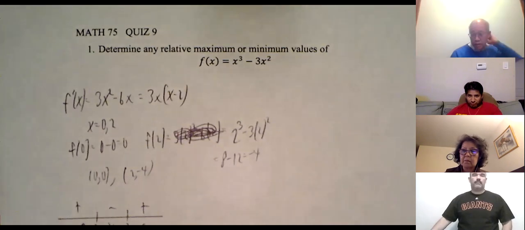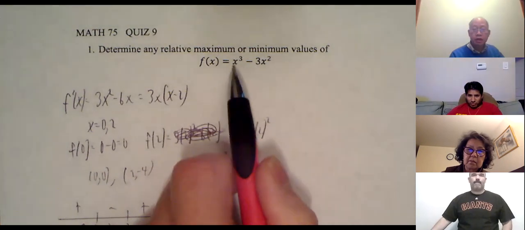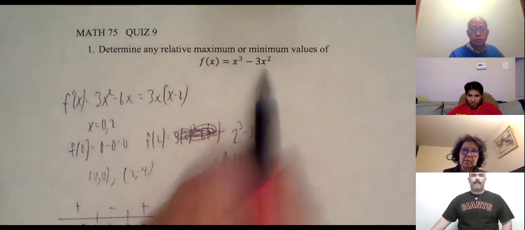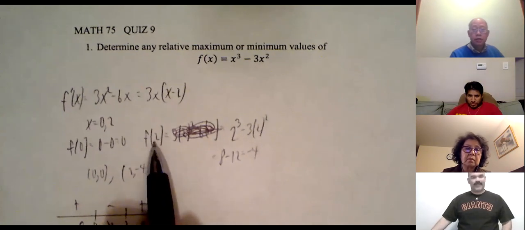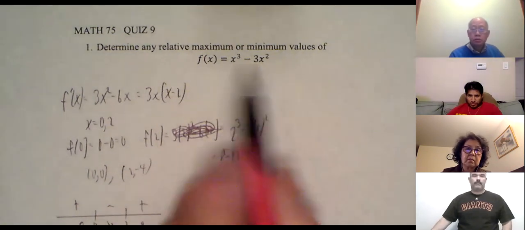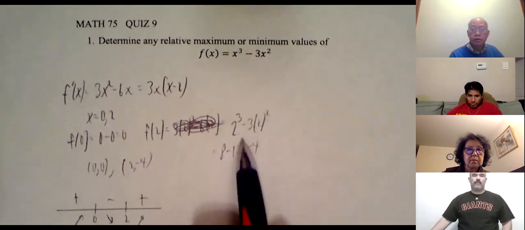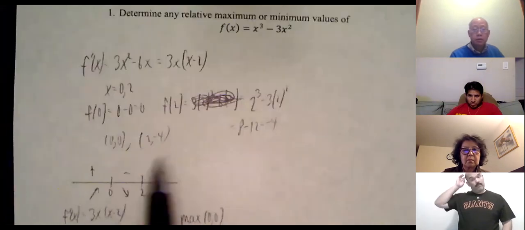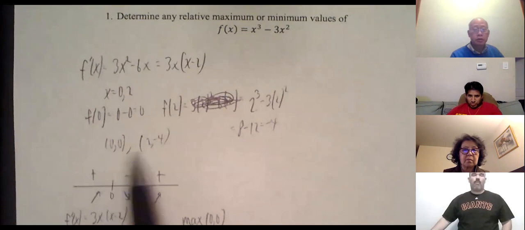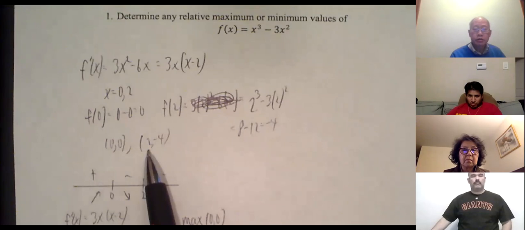All right, and then I plug in to find the corresponding y values. So f of 0 is easy. Plug in 0, 0 minus 0 is 0. So 0, 0. Plug in 2. 2 cubed is 8, minus 3 times 2 squared, that's 3 times 4. So 8 minus 12 is negative 4. Okay, so my critical points are 0, 0 and 2, negative 4. And now I determine, do I have a maximum, do I have a minimum, or neither?